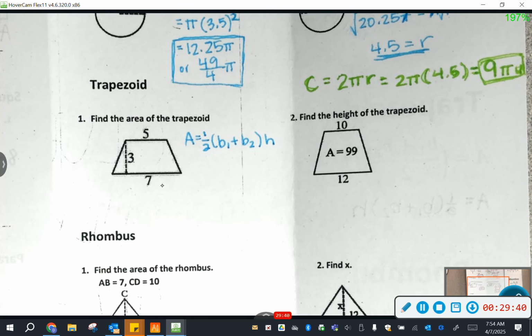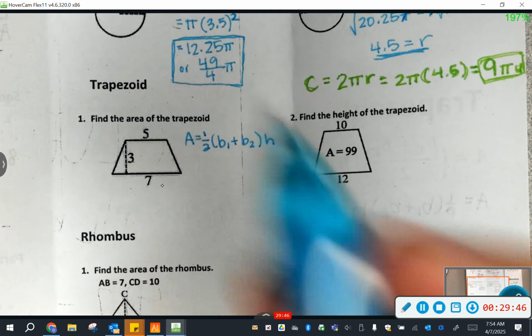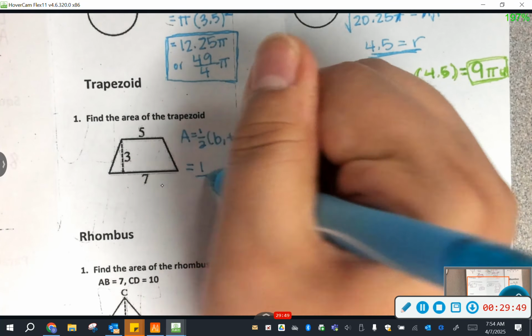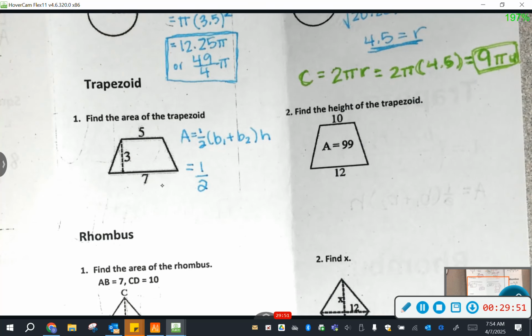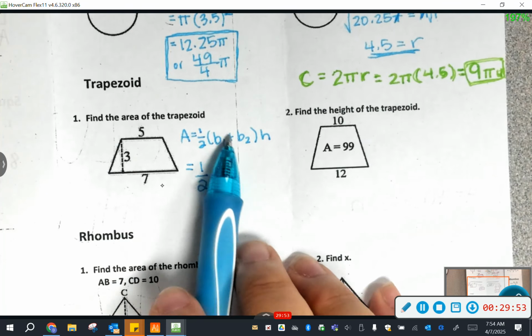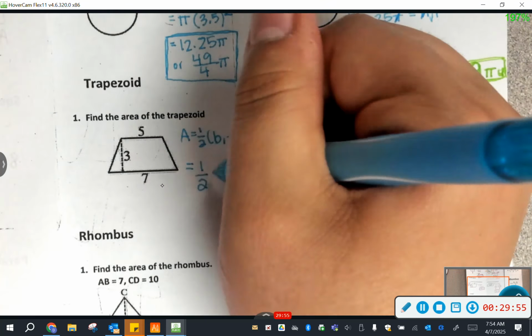It's basically taking the average of their bases, since you have 2 different ones. Don't forget that half out front. That's what people always forget. Also, this is adding the bases, not multiplying.